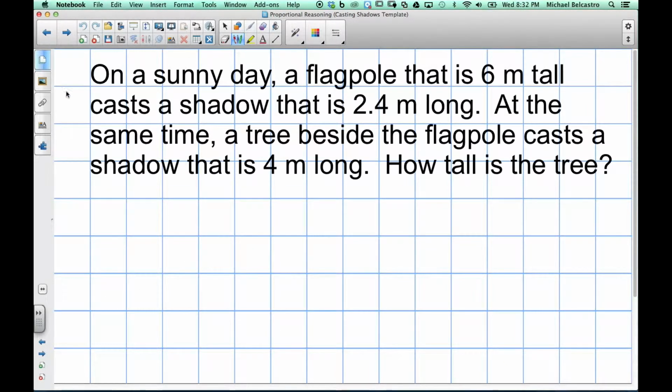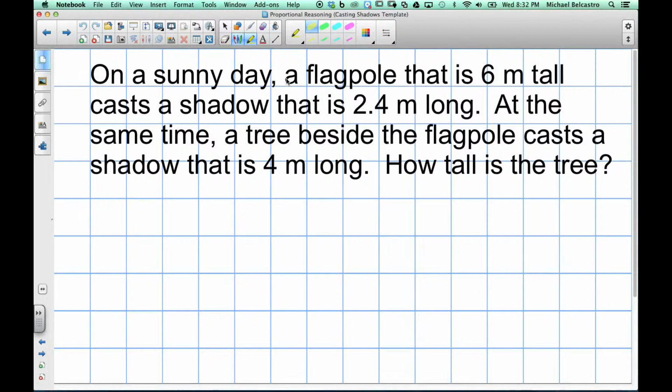So we'll read our inquiry-based question here. We'll read through it once, highlighting important information the second time through. On a sunny day, a flagpole that is 6 meters tall casts a shadow that is 2.4 meters long. At the same time, a tree beside the flagpole casts a shadow that is 4 meters long. How tall is the tree?